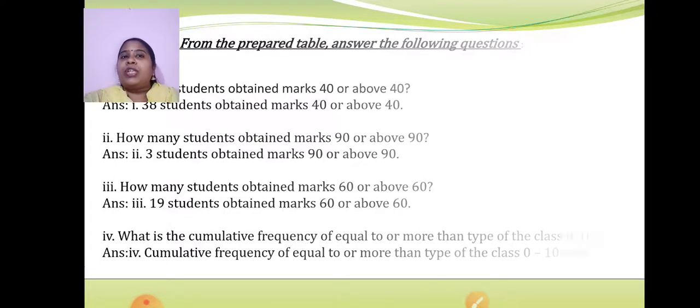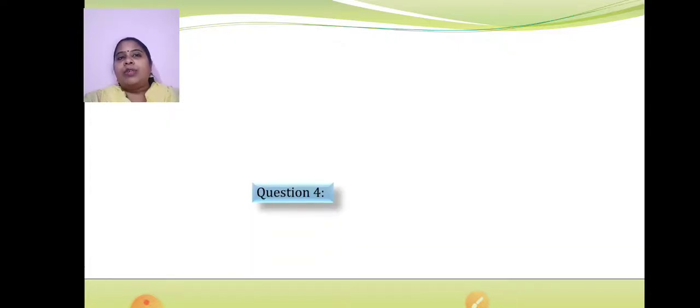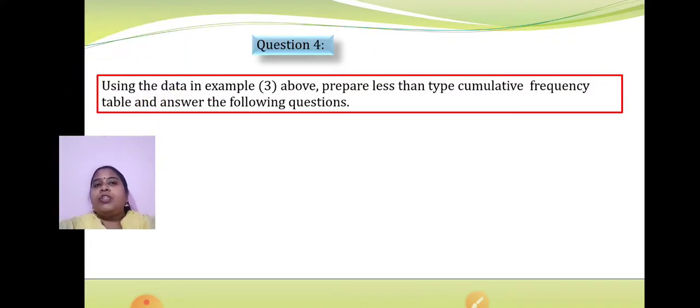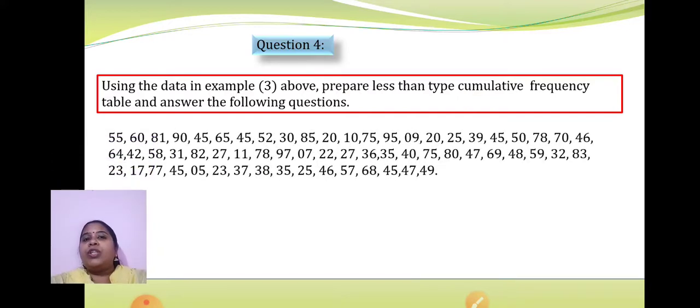Now, the next question is related to it, linked to this question. Why? See question number 4. It is using the data in example 3. Now, the data of 62 students were given in example 3. Prepare a less than type cumulative frequency and answer the following questions. Now, the same data you have to use as you have used in the previous question. Same way you have to prepare the frequency distribution table, wherein you will include class interval 0 to 10, 10 to 20, 20 to 30, like that.